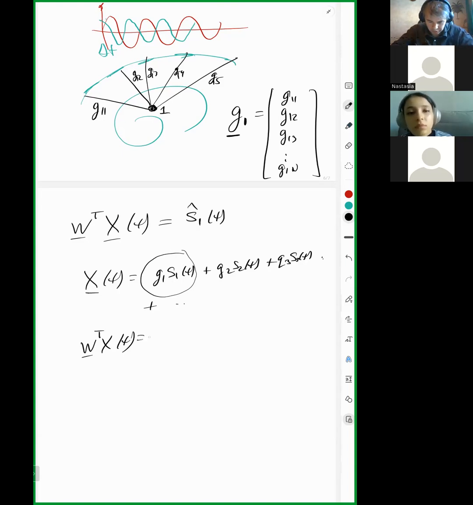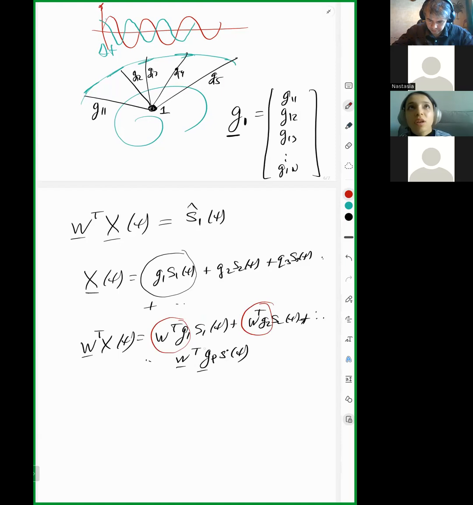So basically, if you substitute it here, you will get w transpose g1 s1 of t plus w transpose g2 s2 of t plus, and etc., w transpose gp times sp of t. So see, these are scalars.